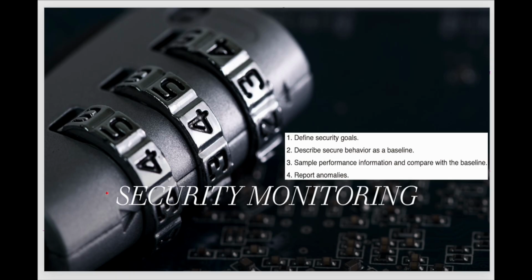Let's take a look at system monitoring. When it comes to system monitoring, step one, define security goals, describe behavior as a baseline. You can have sample performance information and compare it with the baseline, and report any anomalies. Finally, we have the ability to identify vulnerabilities.